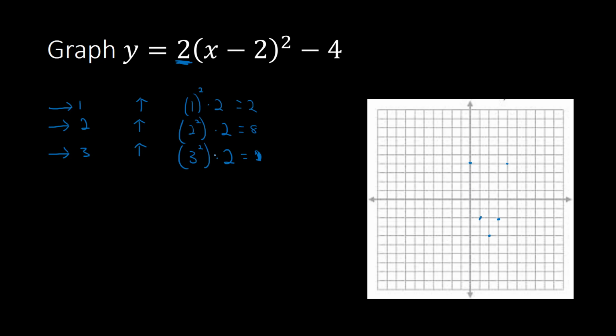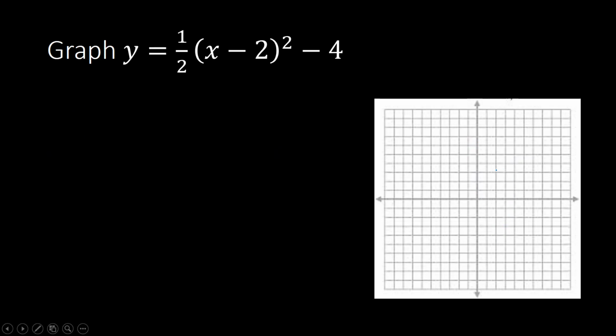And then 3 squared times 2 would be 18. So I go to the right 3, I go up 18. And that's going to be off of this graph. But I can connect the dots and try to go through the points this time and get something like this right there. It's not the most beautiful parabola, but you get the idea of where the graph would go through.